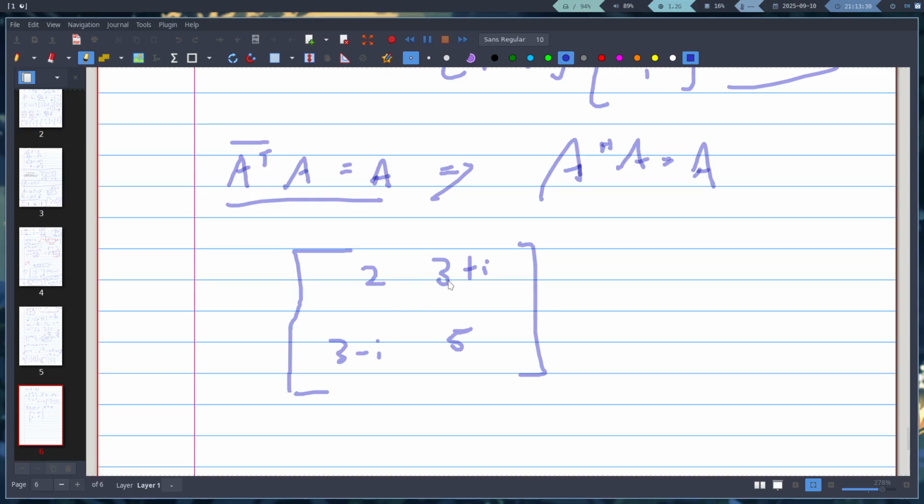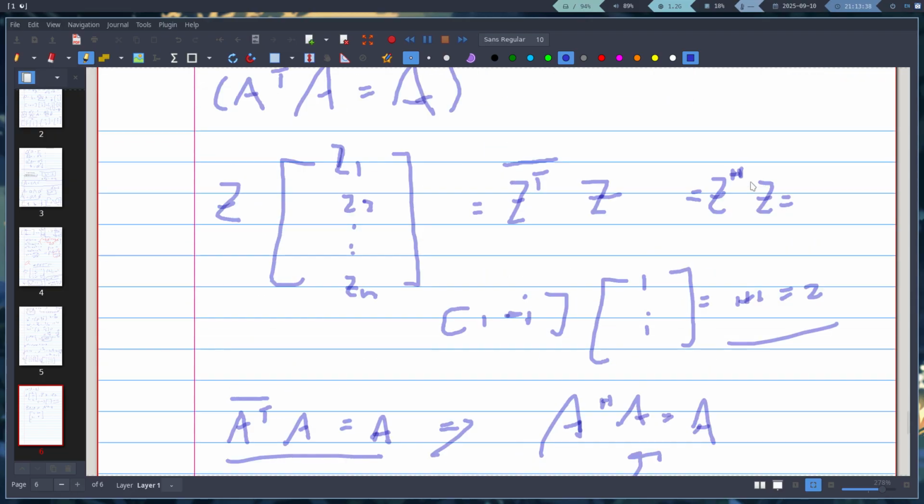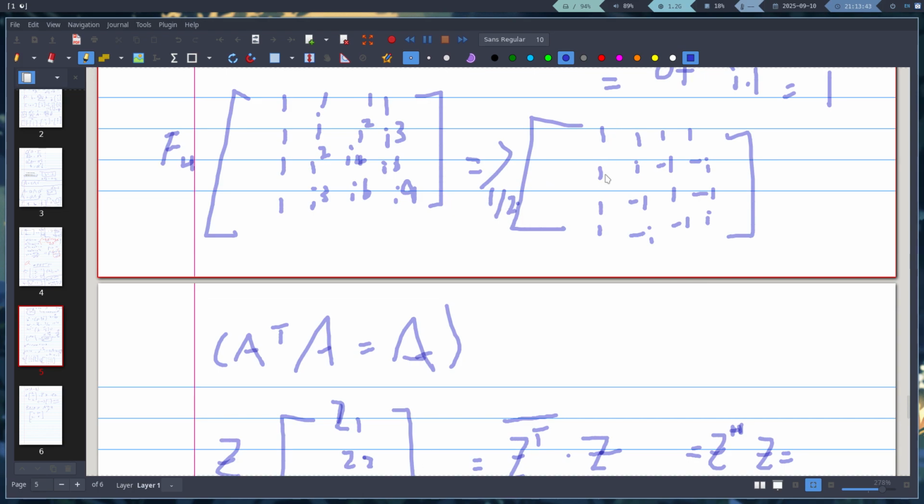Like, once you flip, you put this here and you put this here, and then you conjugate, you get back the original matrix. And so that's why we need A Hermitian A equals A. Okay, and so that's how you get this inner product here, right? So that's how you're able to find your length squared and then, you know, normalize.